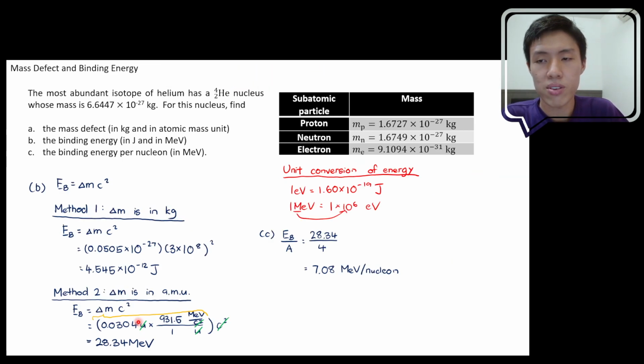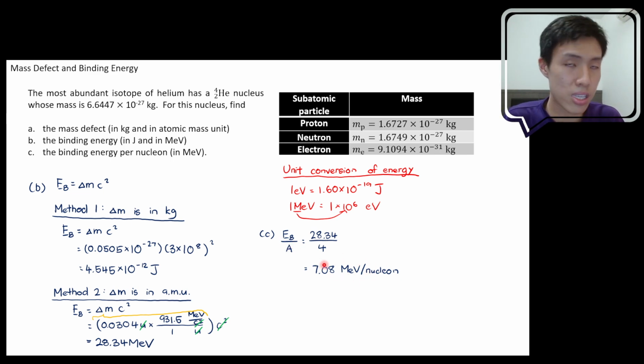Then after that, we have seen that if you have mass defect in different units, we can use different methods to determine the binding energy. Just be careful with the units. Make sure if you use the second method, you can see that all the irrelevant units will cancel out, leaving mega electron volt. Then lastly, for EB over A, make sure you divide by the correct number of nucleons, then you're able to determine the value that represents the stability of the nucleus.